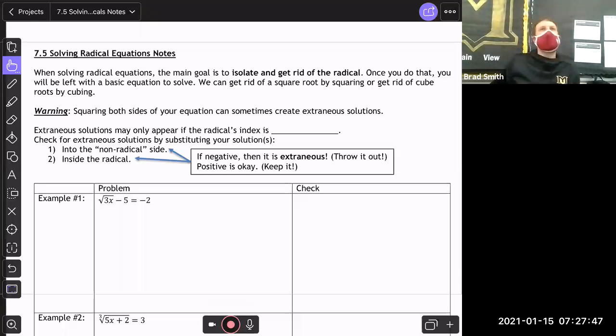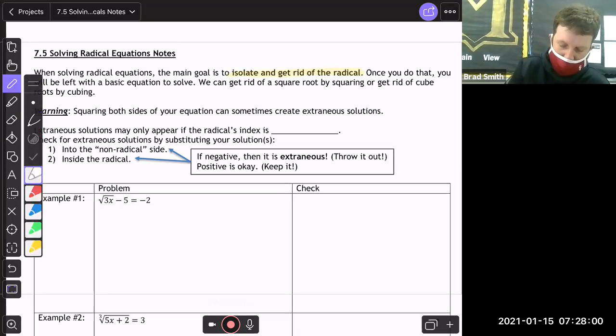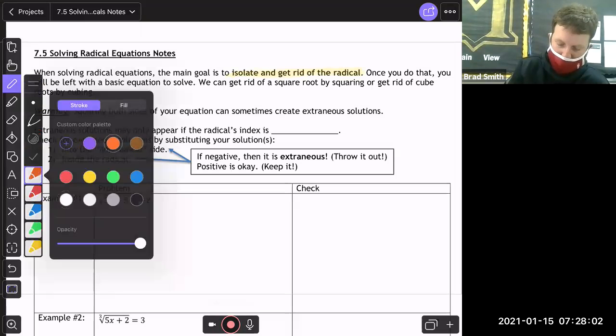So let's look at this. Solving radicals. When we're solving radical equations, the main goal is going to be to isolate and get rid of the radical. If you want to highlight or star this, isolate or get rid of the radical. That is your main goal.